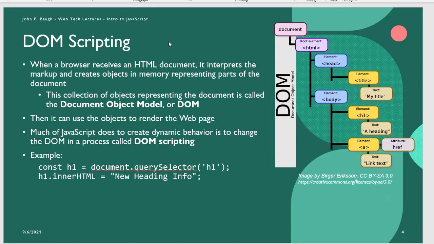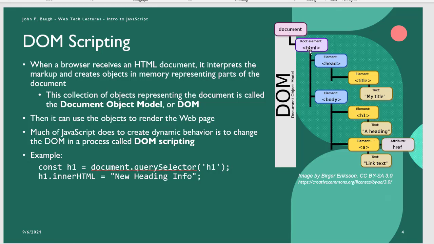So DOM scripting, the way this works, the Document Object Model scripting: when a browser receives an HTML document, it interprets the markup and creates objects in memory representing parts of the document. So this collection of objects that it creates from this HTML document, it just parses it and basically creates different objects in memory, just like objects can be created in other programming languages, it does so for JavaScript. We have the objects in memory for the Document Object Model.